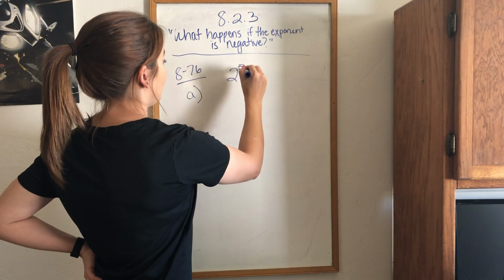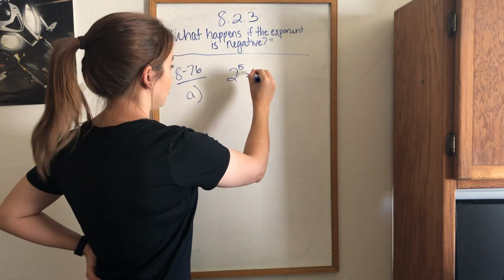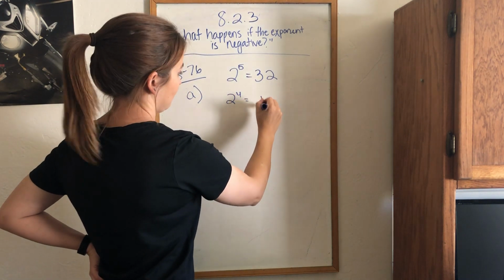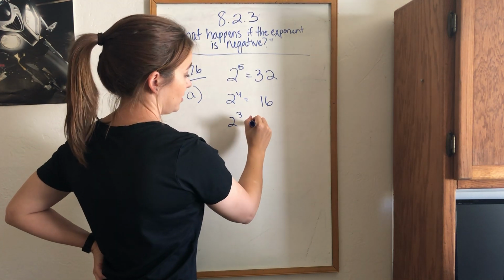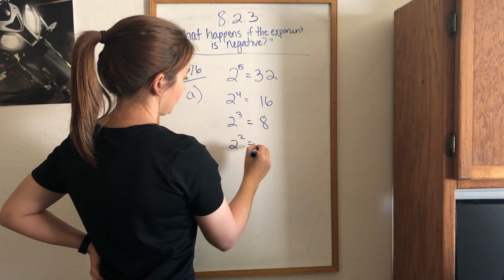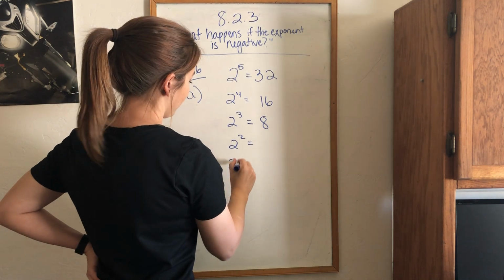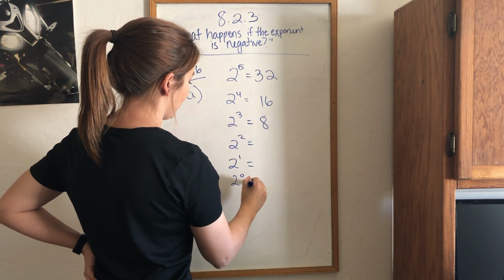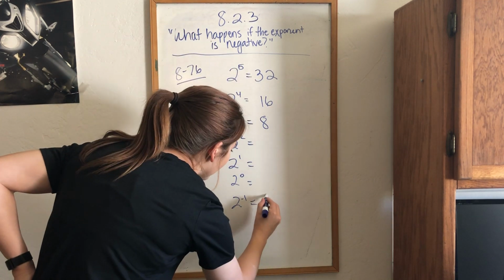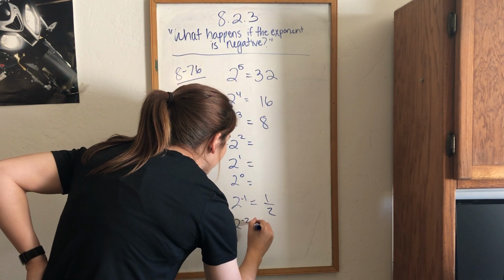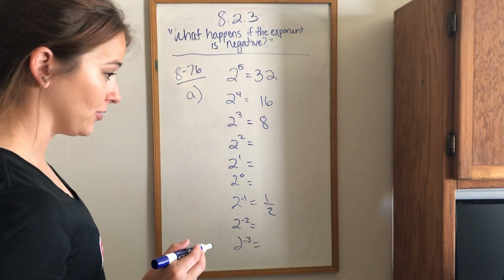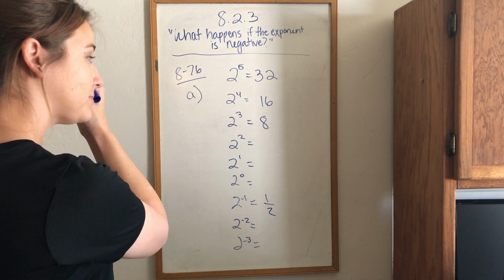2 to the 5th equals 32. 2 to the 4th equals 16. 2 to the 3rd equals 8. 2 to the 2nd equals, we don't know yet, 2 to the 1st, 2 to the 0, 2 to the negative 1 is 1/2, 2 to the negative 2, and then 2 to the negative 3. It wants us to do all of those, and it wants us to look for the patterns.